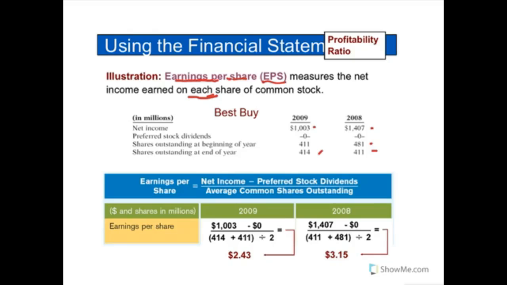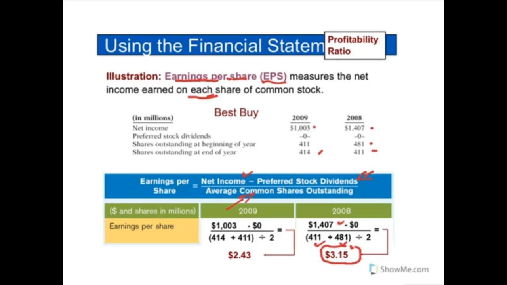In calculating the earnings per share, the investor would take the net income from the income statement minus any preferred stock dividends. We're not going to come across preferred stock dividends at this level. That would be later analysis. And we would relate that to the average common shares. So in 2008, the net income was 1,407, no preferred shares. The average shares at the beginning was 411, at the end 482, so we add those two together and divide by 2. And we see that the EPS in 2008 was $3.15.